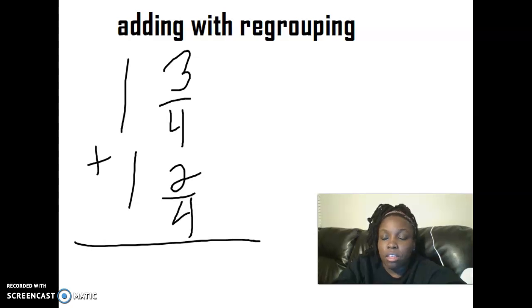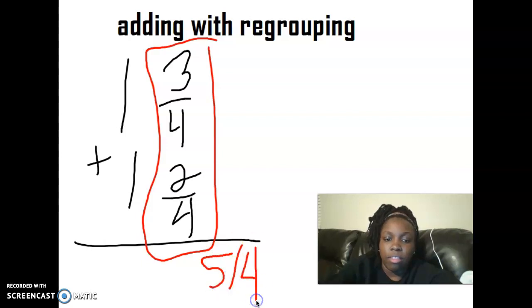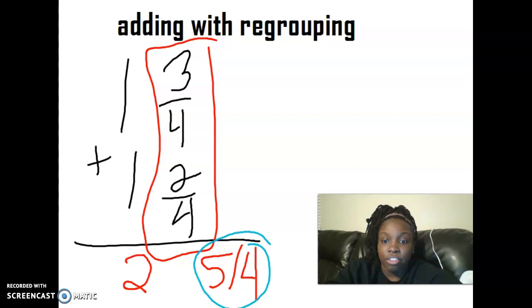So remember, when we're adding mixed numbers, we are doing 1 and 3/4 plus 1 and 2/4. Remember to add your fraction first. 3/4 plus 2/4 is 5/4, and then 1 plus 1 is 2. However, we noticed that 5/4 is called an improper fraction. Remember? So if this is an improper fraction, I have to turn 5/4 back into a mixed number.